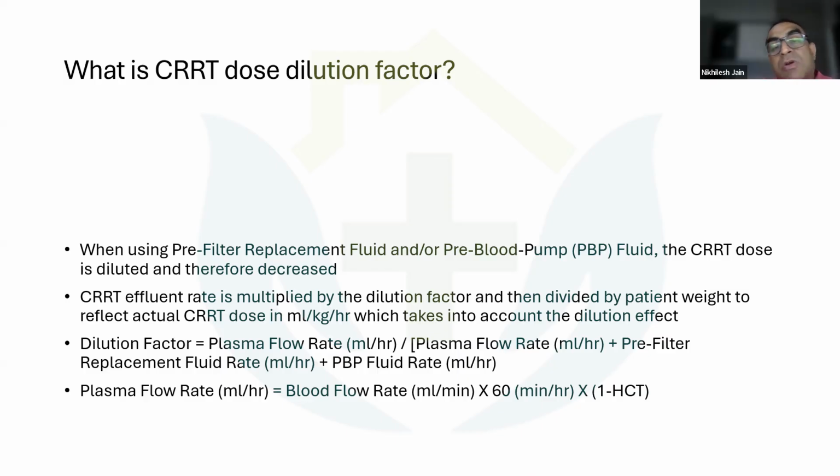Dilution factor is equal to plasma flow rate in mL per hour, divided by plasma flow rate in mL per hour plus pre-filter replacement fluid rate in mL per hour plus pre-blood pump fluid rate in mL per hour. That is the dilution factor. And how would you calculate the plasma flow rate? Blood flow rate in mL per minute, into 60 minutes per hour, into 1 minus hematocrit.